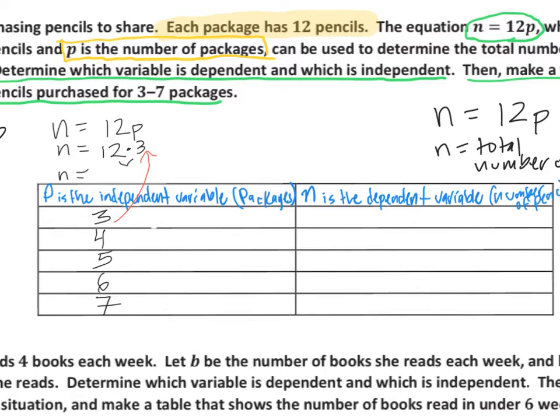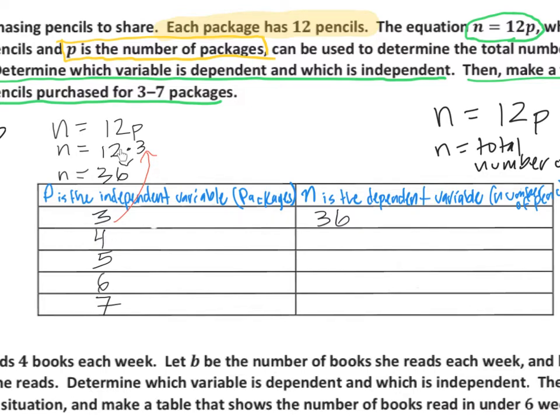12 times 3 is the same as saying 10 times 3 plus 2 times 3. So 10 times 3 is 30, 2 times 3 is 6, so we get n equals 36. So there are 36 pencils when p is equal to 3, or when there are 3 packages of pencils.